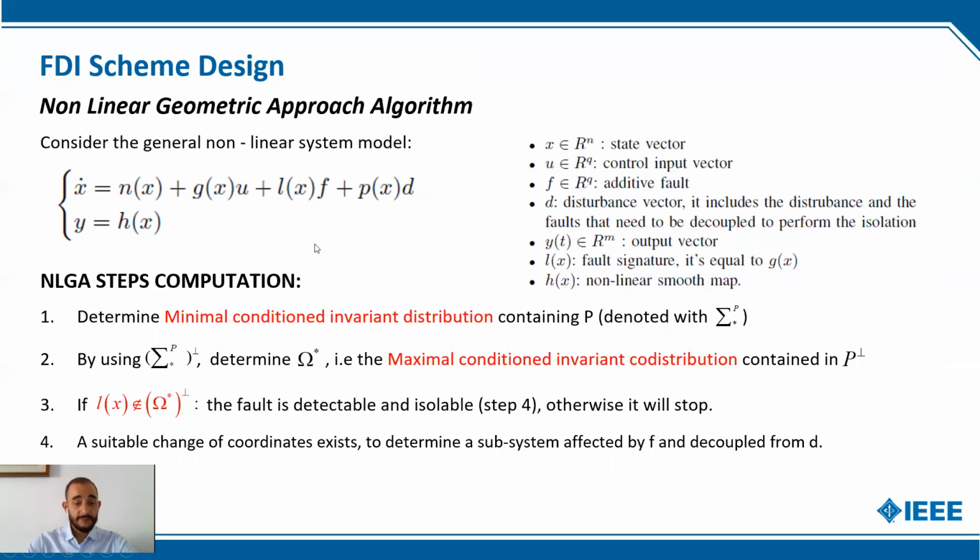And this methodology allows to theoretically inspect if a fault could be detected and isolated. The algorithm starts with the computation of the characteristic sets of the nonlinear geometric approach in order to determine if the fault signature belongs or not to the given distribution calculated in the first two steps. If the check at the third step is passed, a suitable change of coordinates exists. So you can determine a subsystem that is affected by the fault and decoupled from the disturbances.